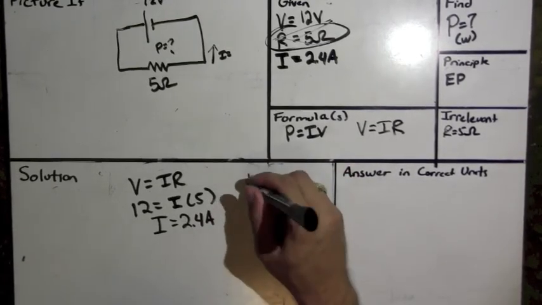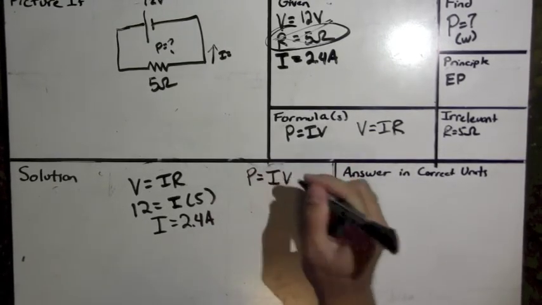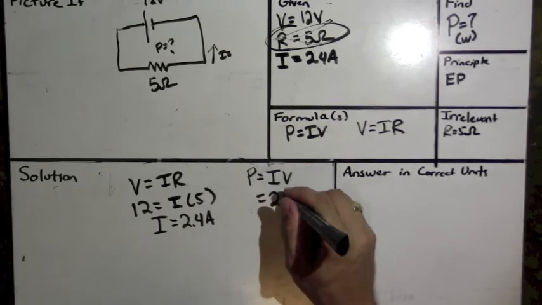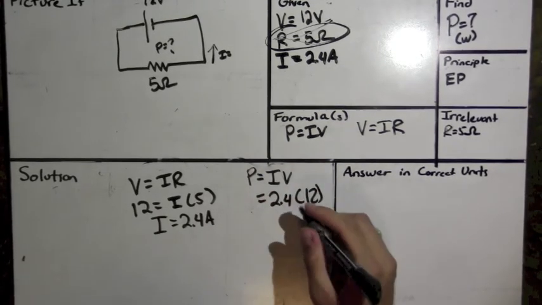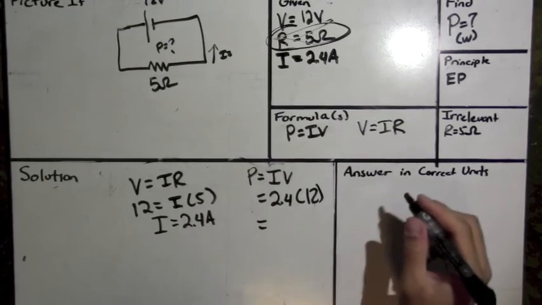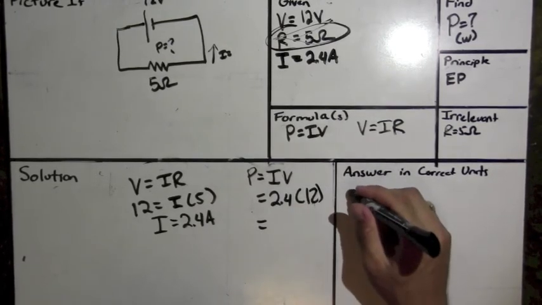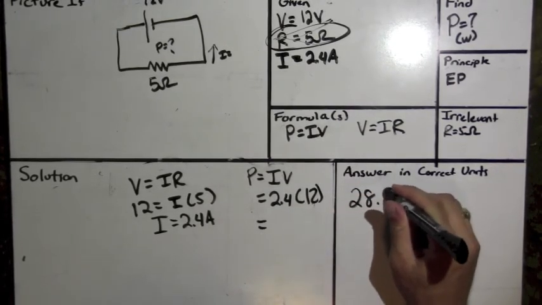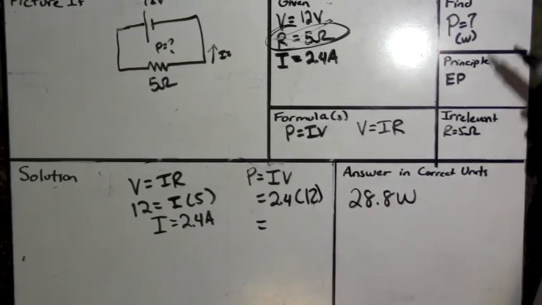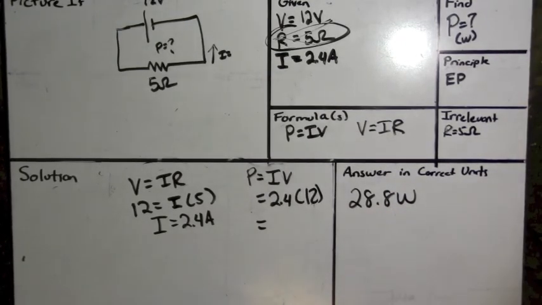So I can now say P equals IV, or 2.4 times 12 gives me a power of 28.8 watts, which is electric power, which is what I was trying to find, so we can check off that last box.